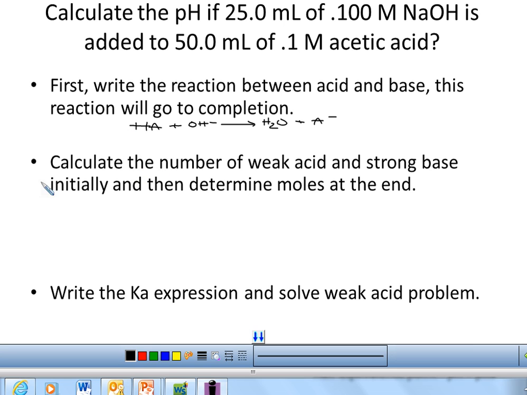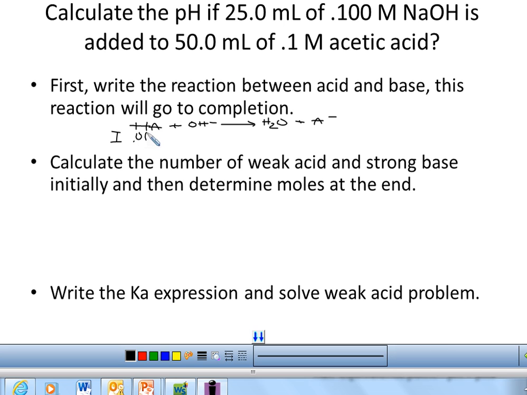Next step, how much weak acid and strong base are we starting with? So we are going to be starting with the same amount of weak acid that we've been starting with in our other problems, which was 0.005.